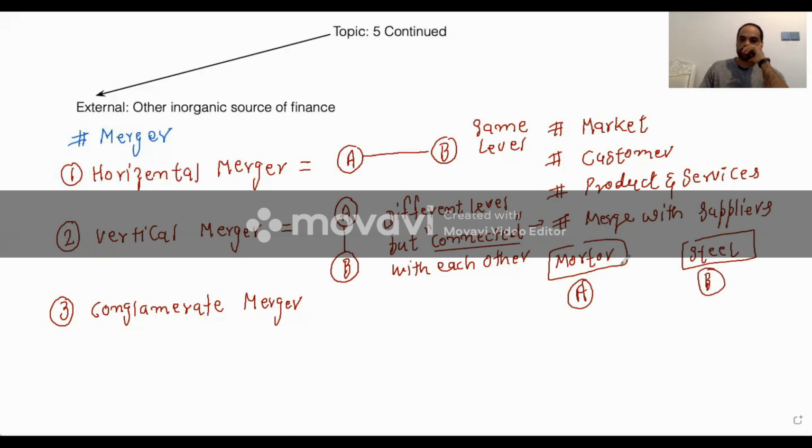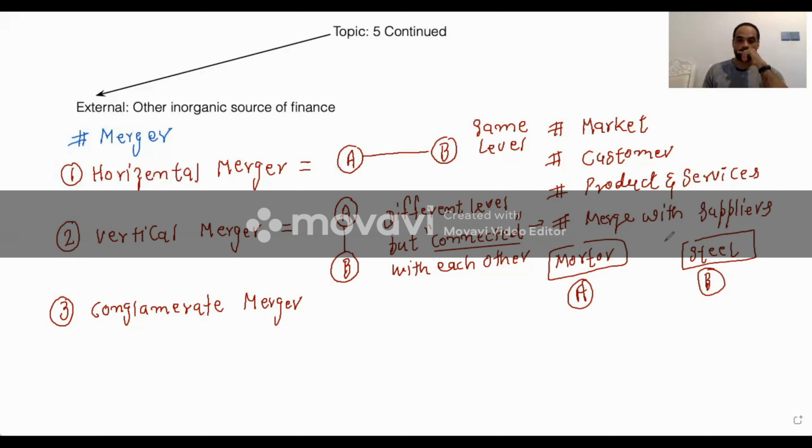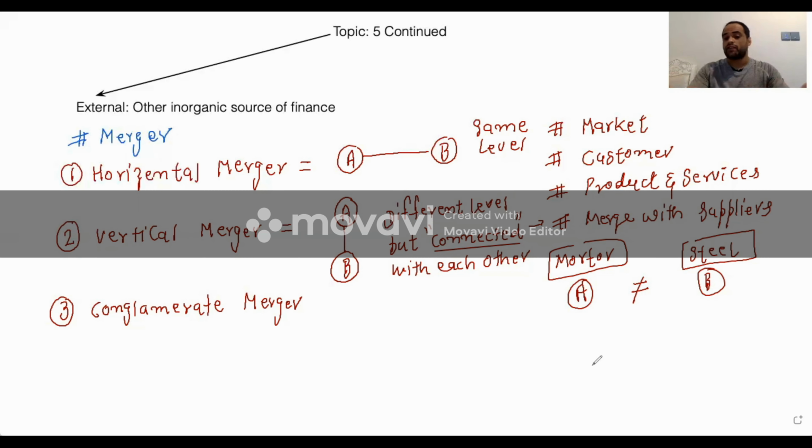So company A's market is automobiles, the motor industry. Customers who buy vehicles, right? Product: cars, trucks, bikes, whatever. So in terms of market, customers, and product and service, they are different. Steel industry, they have a different market. Manufacturing, of course, but in manufacturing, they are more about steel.